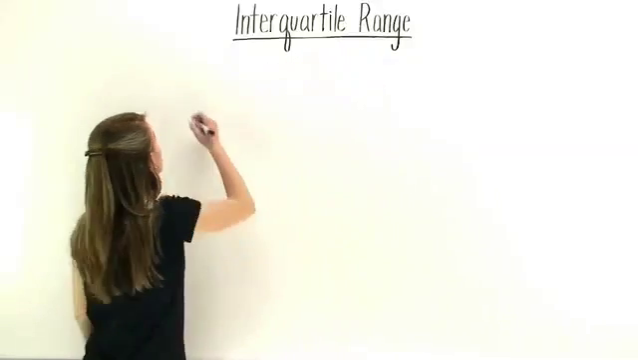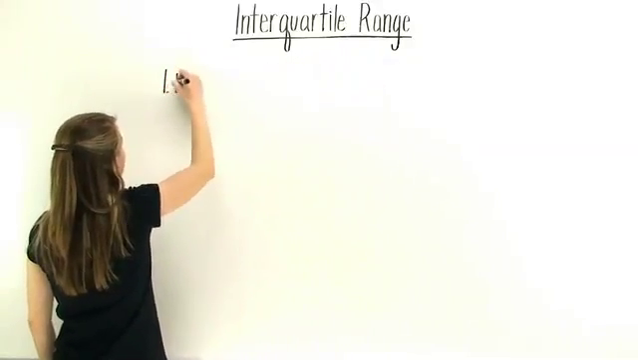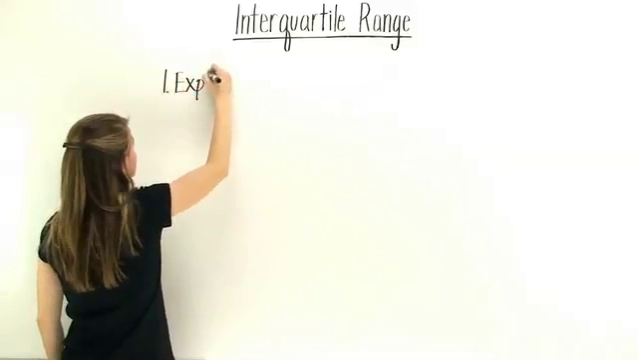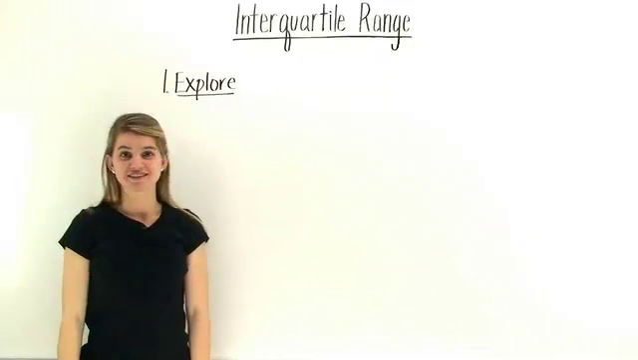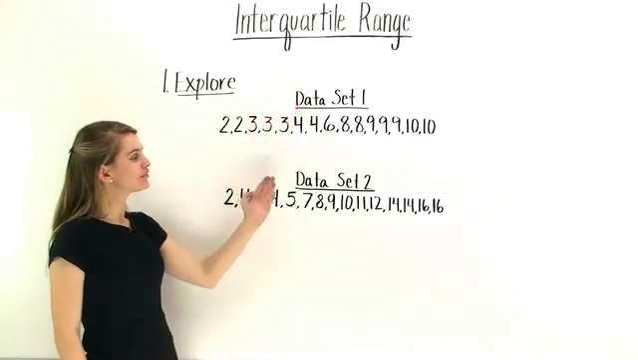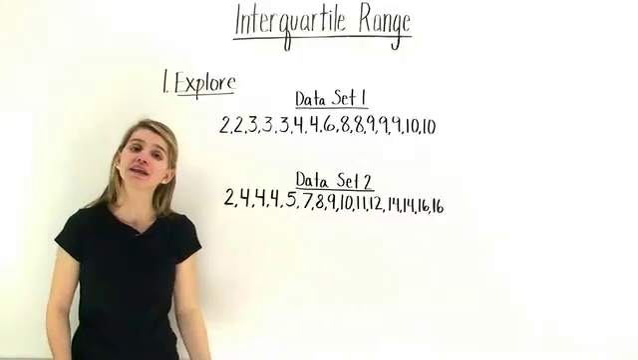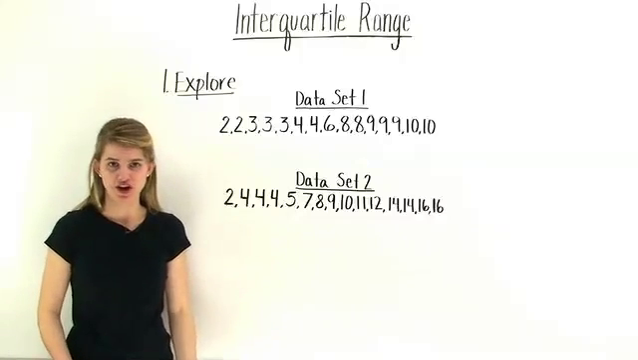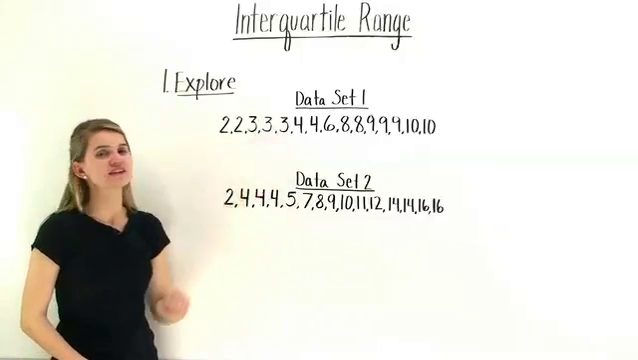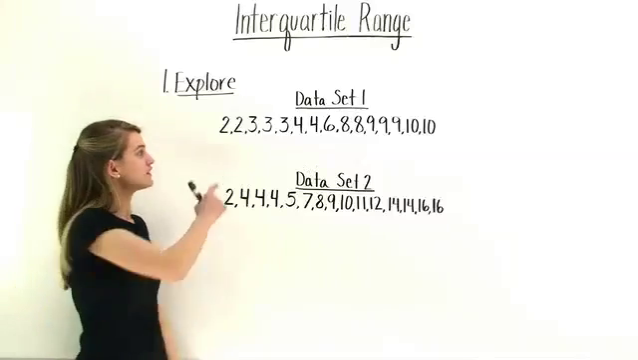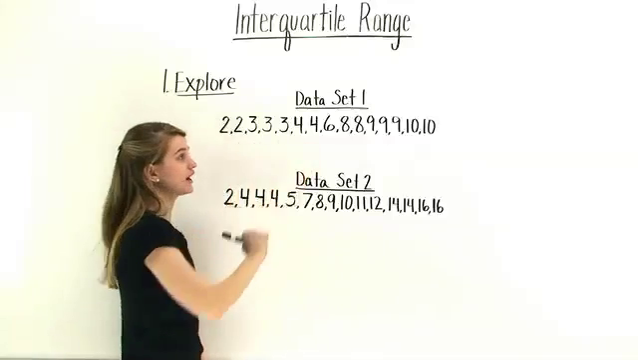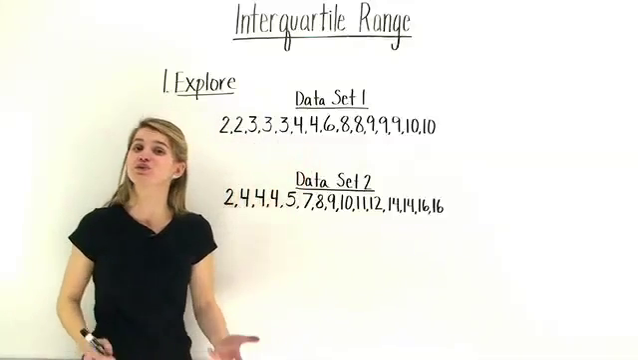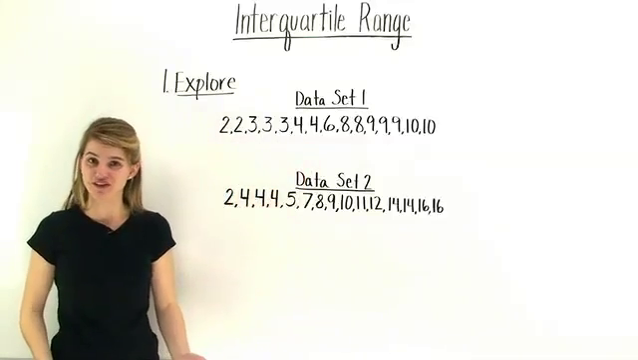Let's begin then by doing a little bit of exploring. Let's do some exploring with a couple different sets of data. These two sets of data each show how many glasses of water 15 students drank yesterday. Let's take a look at data set 1 first. Notice data set 1 is already ordered. It's ordered from least to greatest. We can go ahead and use this ordered data to find the 3 quartile values.